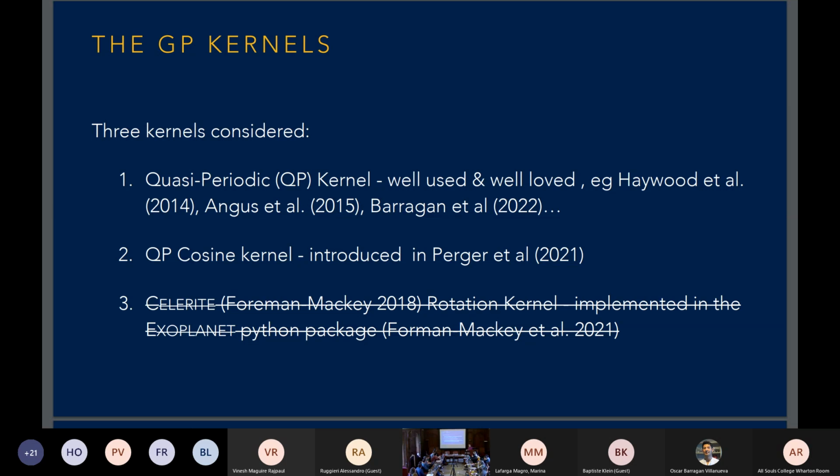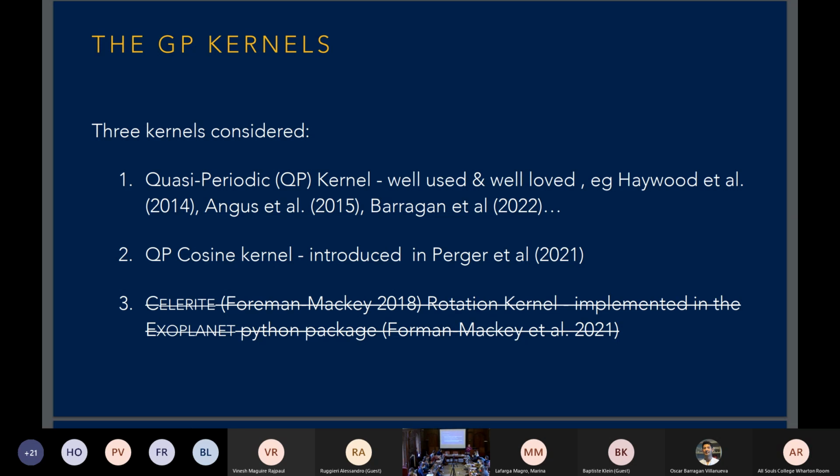The GP kernels that I'm looking at for this are, first, our old favorite, the quasi-periodic kernel. This is our squared exponential and sine squared kernel. It's an oldie but a goodie. It's been used in a whole number of different papers studying stellar data with GPs. I also look at the QP cosine kernel, which was introduced in RADIAL 2021. It includes a cosine component in the QP GP.